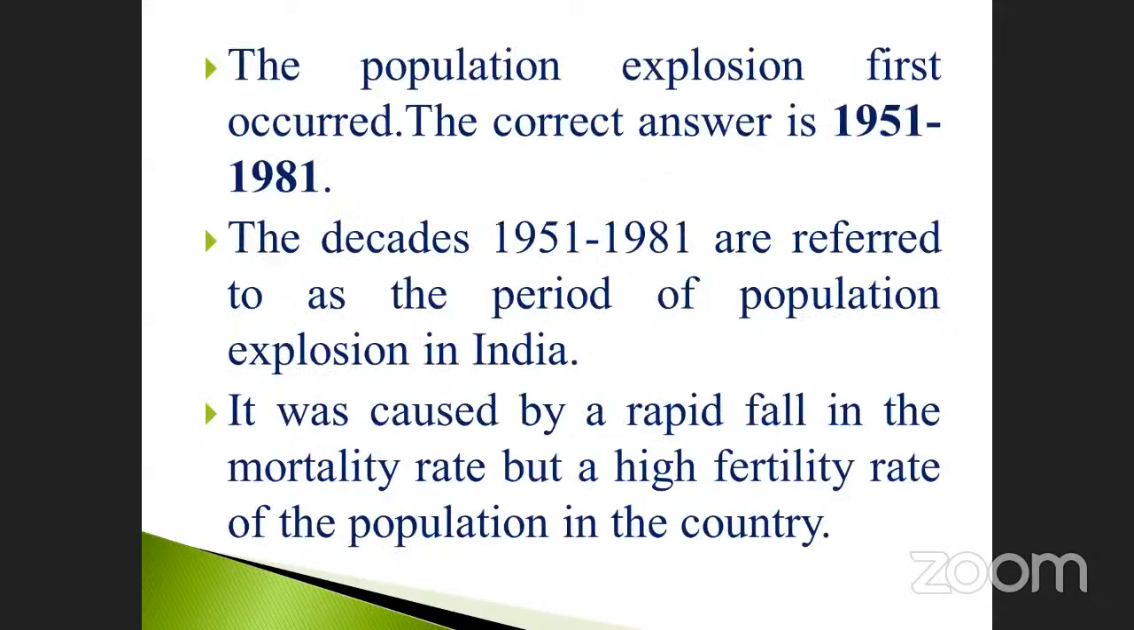The population explosion first occurred, the correct answer is 1951. Note it down, my dear students. 1951 in India, and also 1961 is another one. The decades 1951 to 1981 are referred to as the period of population explosion in India. It was caused by the rapid fall in the mortality rate, but a higher fertility rate in the country. This is the reason for the explosion. This is also another question; sometimes they ask it.